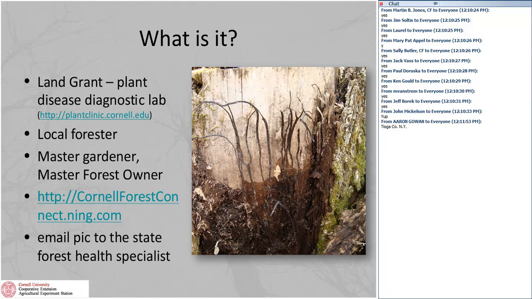So every state has a land-grant university. In New York, it's Cornell. In Vermont, it's the University of Vermont at Burlington. In Pennsylvania, it's the Pennsylvania State University. And so forth. Most of them will have a plant disease diagnostic lab. So when I did a Google search for Cornell plant disease diagnostic lab, one of the first hits I had was for the plantclinic.cornell.edu.